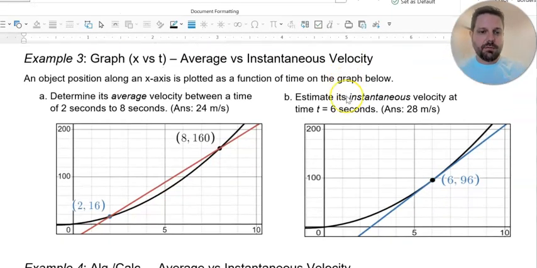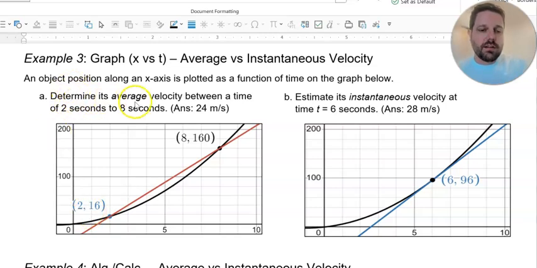Let's take a look at example 3 now. This is going to be related to the average versus instantaneous velocity. So in this problem, we have an object's position along an x-axis that's going to be plotted as a function of time. So it's a little confusing, but the position would be along this y-axis here, and the time would be along the x-axis here.